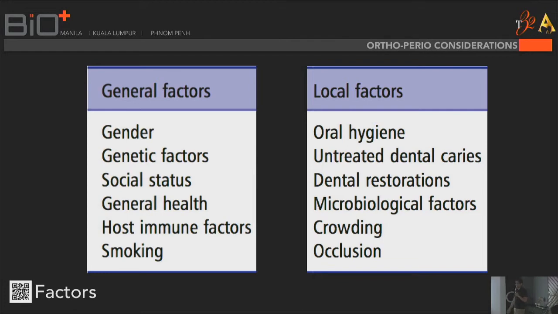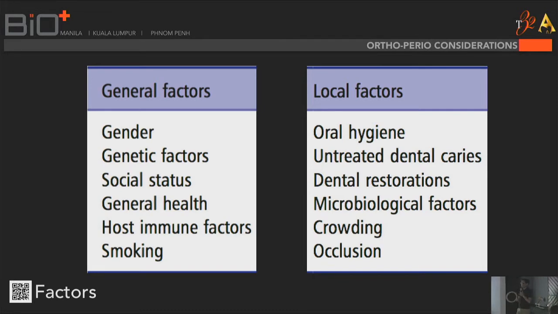Social status, of course. If you're rich, then maybe your bone quality is lower because you don't really move that much. But if you're poor, compare a farmer, who always moves, bends down, works, and carries. You see these farmers have big bones, right? Their feet are wide because that's the demand of their body. General health, of course, how you take care of yourself, host immune factors, and smoking.